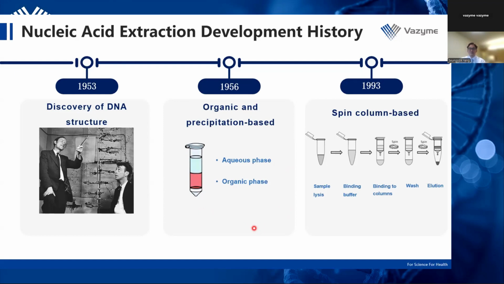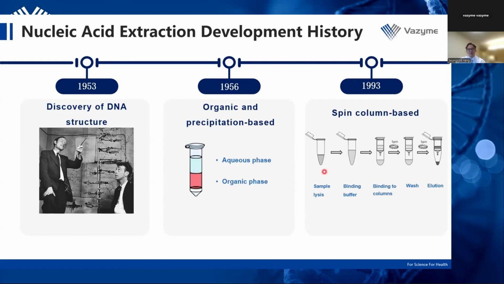These involved separating the DNA using a two-phase system, an aqueous phase for nucleic acid and an organic phase for protein and other contaminants. And fast forward to 1993, a major innovation came with the introduction of spin column-based extractions.